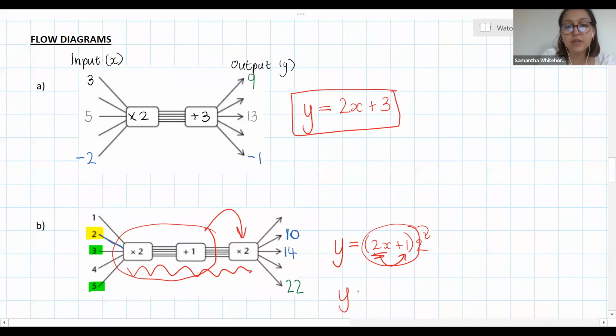Now you can definitely write this as y is equal to 2 times (2x plus 1), because we know that we can always write the coefficient in front of the bracket, but at the end of the day, it's exactly the same thing. So really, really well done if you wrote that down as your rule. Excellent.